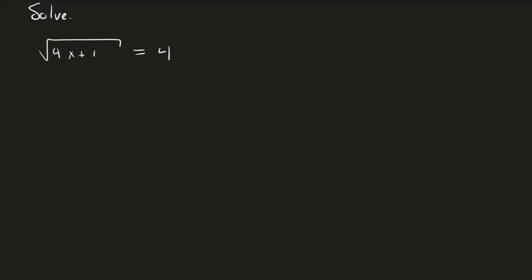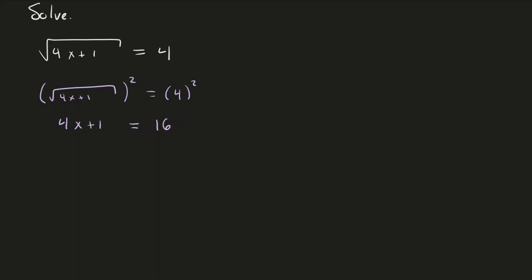So the first thing is, I'm going to use the power rule here and square both sides. In this case, I get the square root of 4x plus 1 quantity squared is equal to 4 squared. So again, this step here potentially has the ability to add extra solutions. So just be careful, always check your answer. In this case, we get 4x plus 1 is equal to 4 squared, which is equal to 16.